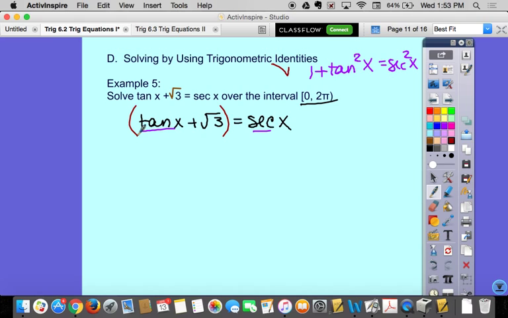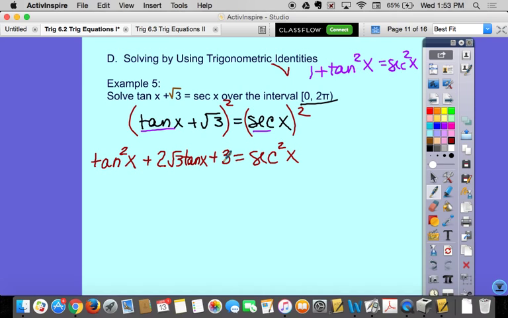So, with that in mind, you can square both sides. So that's secant squared x, and if you square this binomial, remember it's square the first, twice the product, which means you're going to multiply these together and put a 2 on front. And then you're going to square the last, which means when you square the square root of 3, you just get 3. Now, notice, I have tangent squared, I have regular tangent, and I have secant squared.